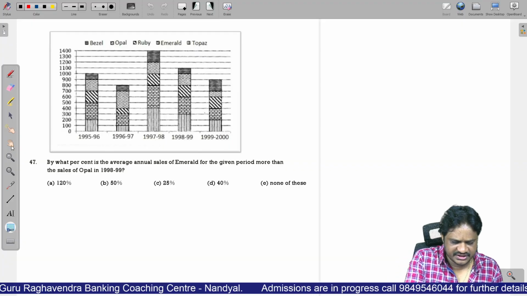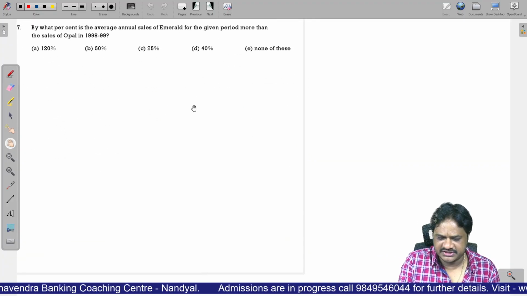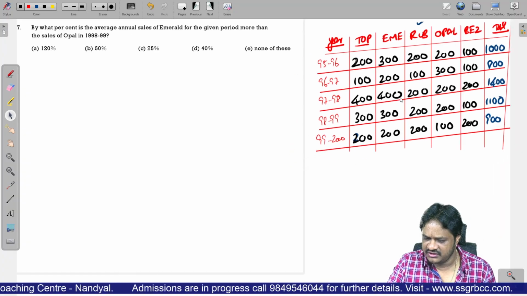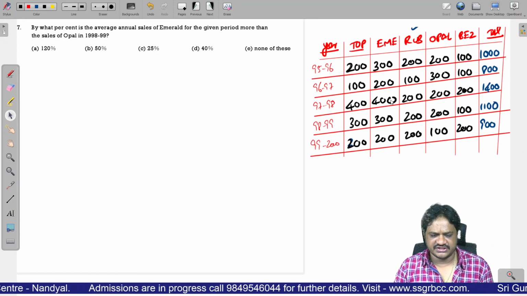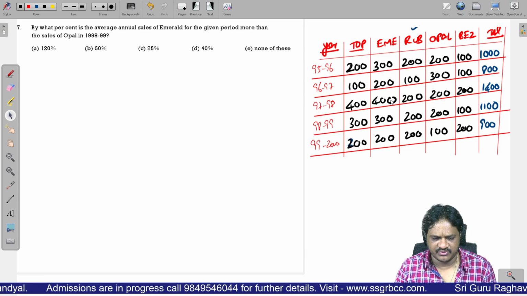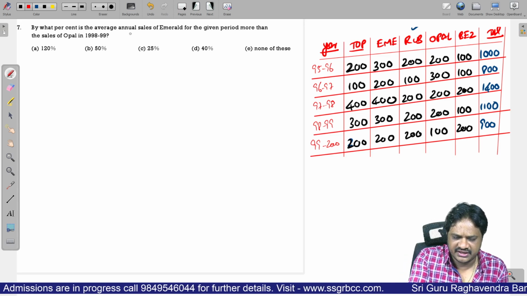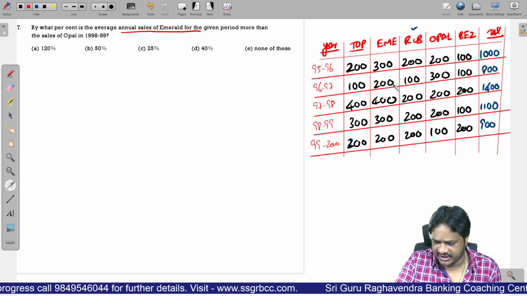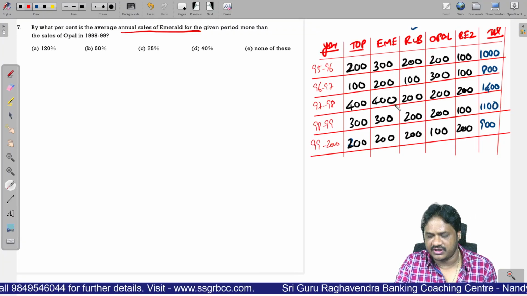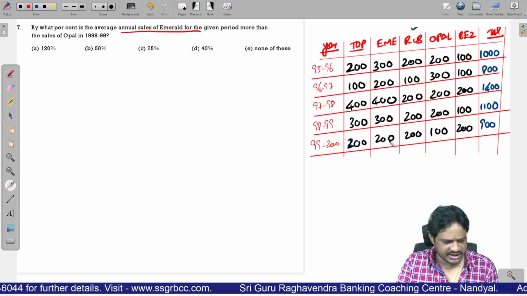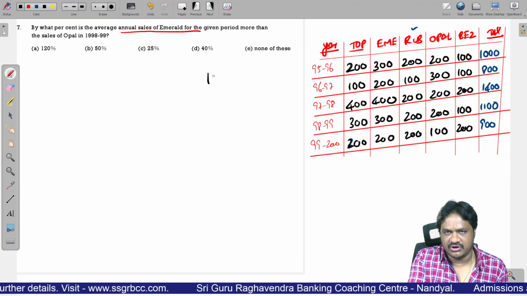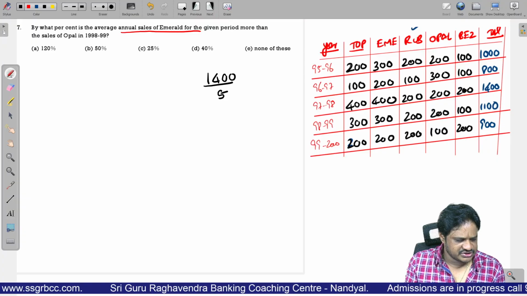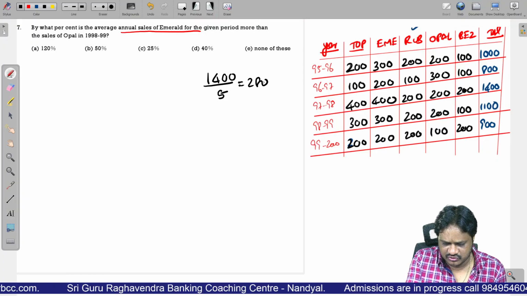Let us see the next question. By what percent is the average sales of emerald for the given period more than opal in 1998-99? Average annual sales of emerald. So emerald total: 300 plus 200, 500. 500 plus 400, 900. 1200, 1400. This is emerald total 1400. Average, so divided by 5. So 1400 divided by 5 is 280.